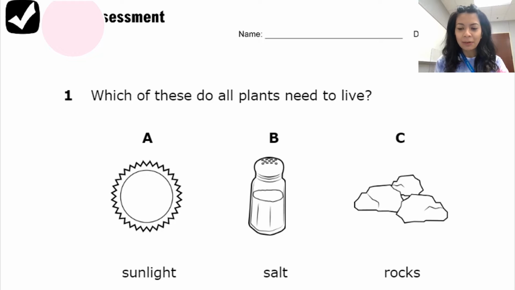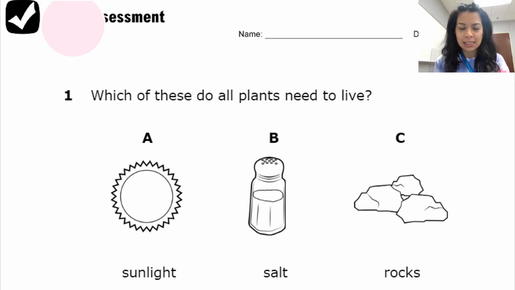Now that we have reviewed some things, let's go ahead and start our post-assessment. Here we have question number 1. Feel free to write down numbers 1 through 5 and your answer right next to it on a blank sheet of paper. Let's go ahead and get started.